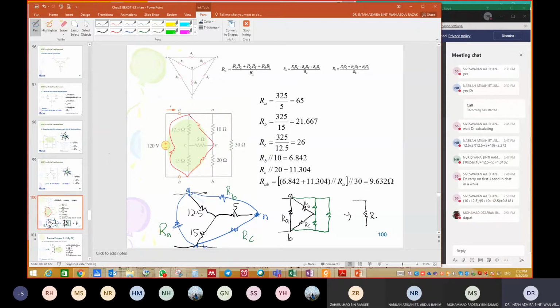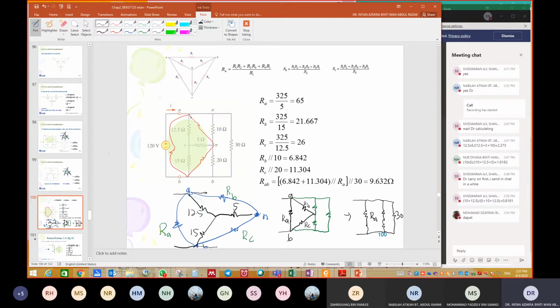And this is R_A. Please redraw. This is R_B parallel with 10, it is 6.842 here. And then this R_C parallel with this R, R_C parallel with 20. We have 20 here, and we get this. So we have it like this, and then we have 30 here.